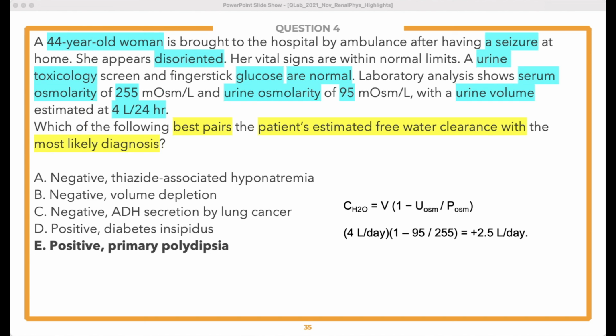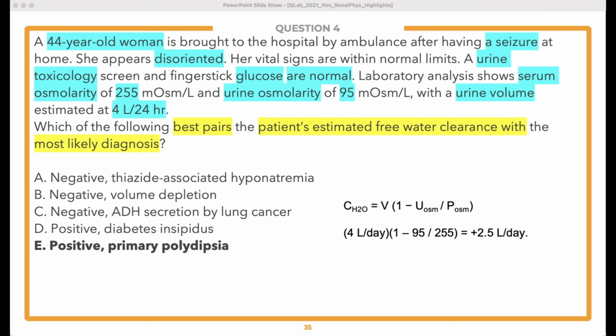Okay, so this patient has a low serum osmolarity, 255. That's pretty low. The urine osmolarity is also low. Okay, so that suggests that this patient is taking in excess water. Okay, and that's called primary polydipsia. Okay, that would also probably lead to low sodium if you're drinking a lot of water, and that's maybe why she had a seizure. Okay, so with primary polydipsia, you're drinking a lot of fluid, and that can lead to a dilute urine.